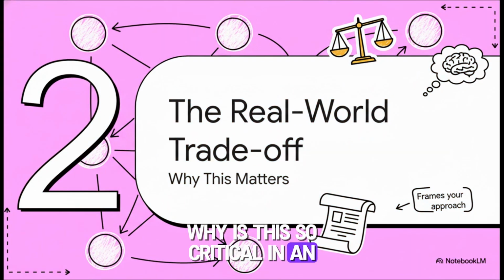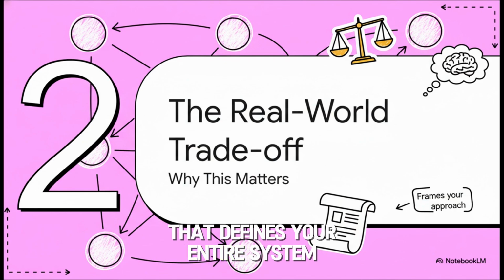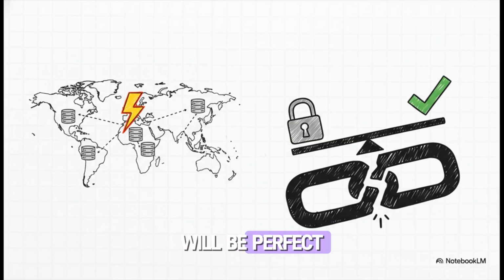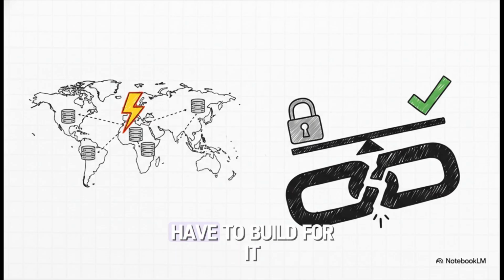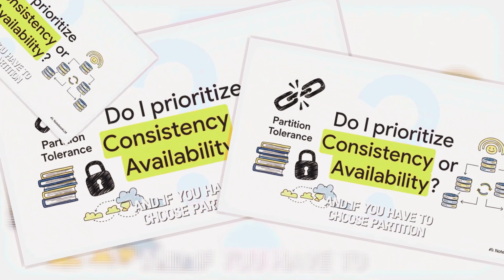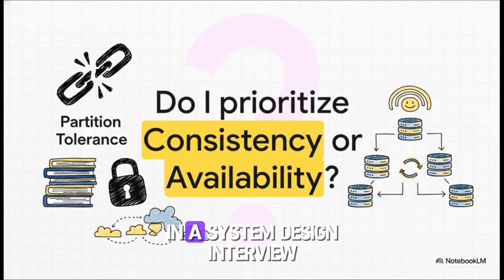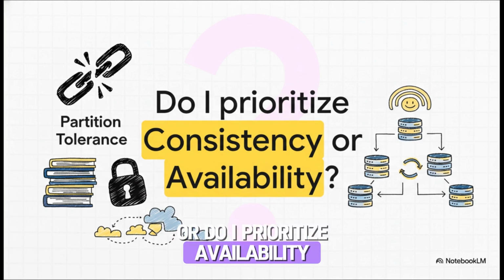Why is this so critical in an interview? Because this isn't just theory. It forces a massive decision that defines your entire system architecture from the get-go. And here's the kicker. In any modern system that's spread out across the internet, you can't just hope the network will be perfect. It won't be. Routers fail, connections drop. So partition tolerance isn't really a choice. It's a non-negotiable. You have to build for it. And if you have to choose partition tolerance, that simplifies things a whole lot, right? The actual decision you have to make, the very first question you should ask yourself in a system design interview is this: do I prioritize consistency or do I prioritize availability?